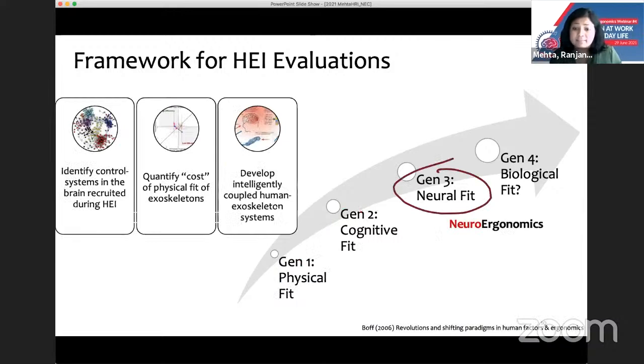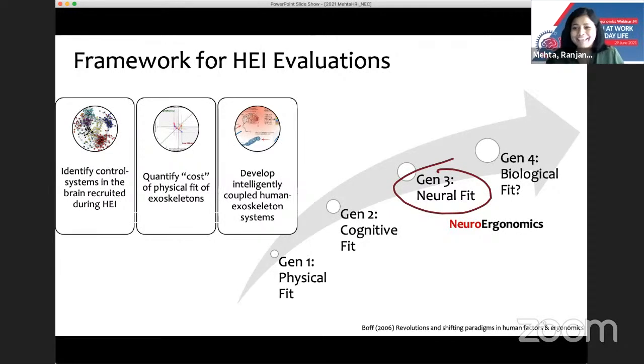So what I suggest is, I think neuroergonomics is a great tool to understand this human exoskeleton interaction. We can identify control systems in the brain that are recruited during human exoskeleton interaction. We can potentially quantify the cost of the fit of the exoskeleton. And maybe in the future, we can develop intelligently coupled human exoskeleton systems.